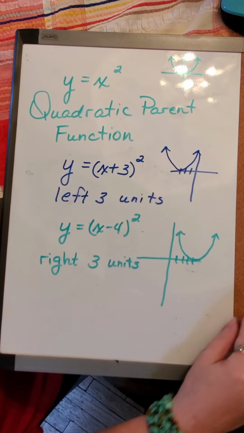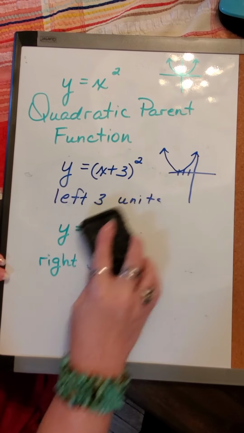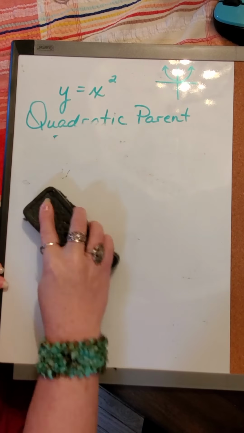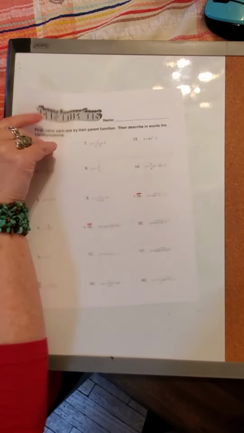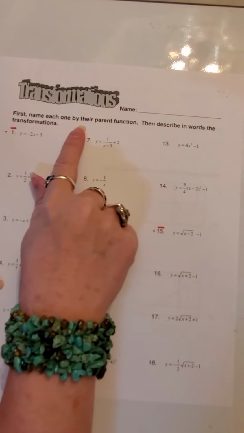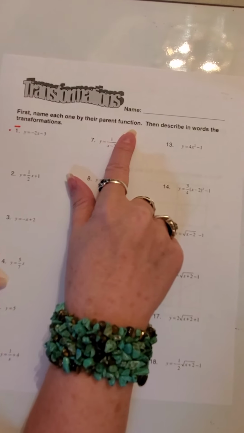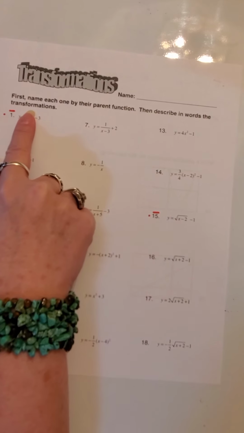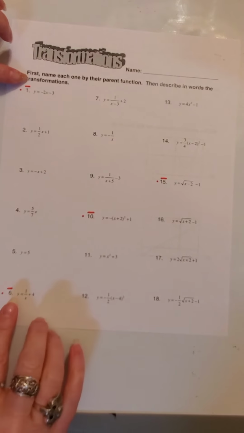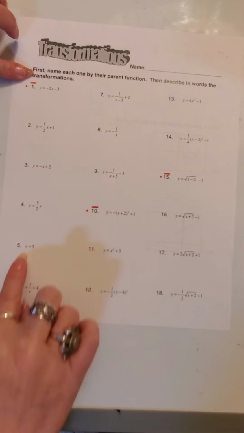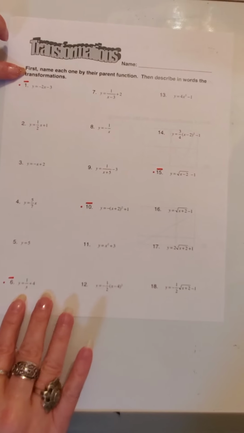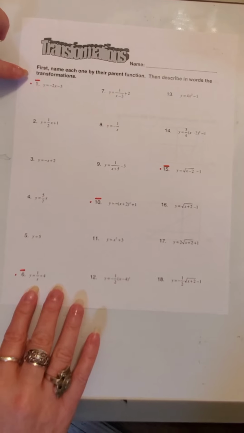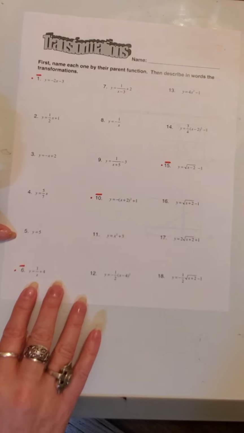So we're going to get out our worksheet. Let me erase this. I'm going to get out this worksheet called Transformations. Now, it says, first, name each one by their parent function, then describe in words the transformations. 1 through 5, those are all the same type of function. I've kind of separated this. Anyway, 1 through 5 is the same type of function.